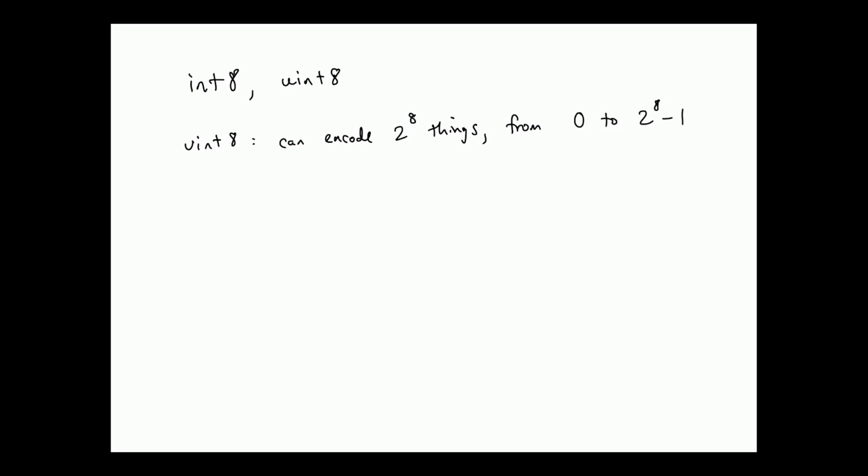If you have 8 bits, there are 2 to the 8th different patterns of ones and zeros with those 8 bits, and so you can encode 2 to the 8th different things. The numbers that we assign to those go from 0 to 2 to the 8th minus 1, because we have to spend an encoding on 0. That happens to be 0 to 255.